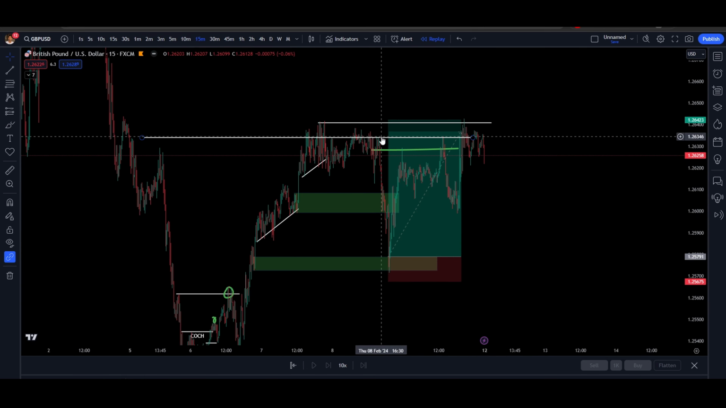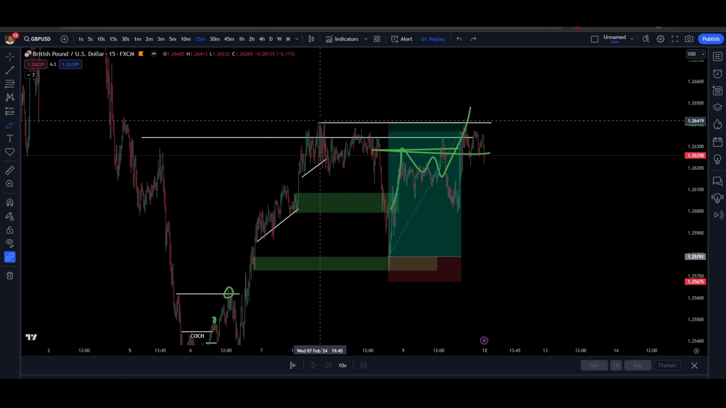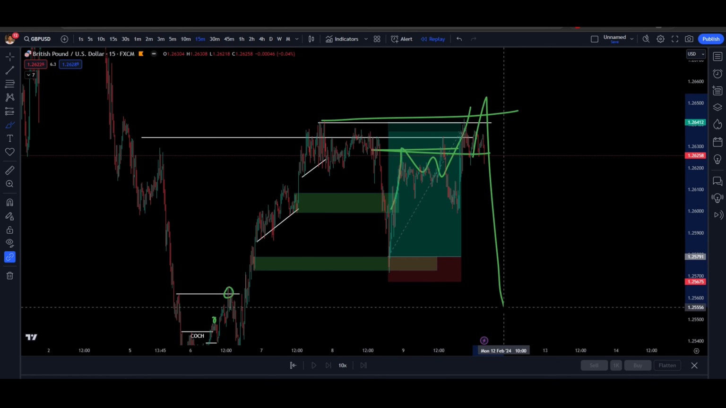Always take partials at next demand zone or the next high, because sometimes price reacts from this order block and sometimes price sweeps the external liquidity and then goes to the other side.